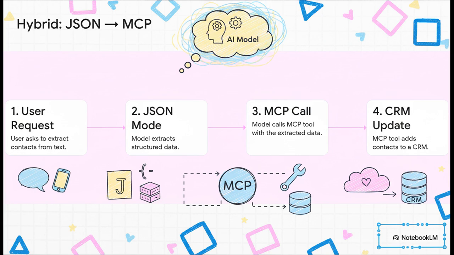You can use JSON mode for what it's amazing at, pulling clean, structured data out of a mess. And then you take that perfect JSON output and you feed it directly into a portable, secure MCP tool that actually performs the action, like adding that contact to your CRM. You get the best of both worlds: simple extraction, powerful and portable action.